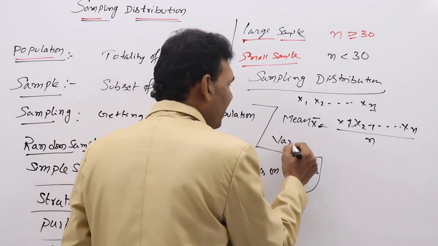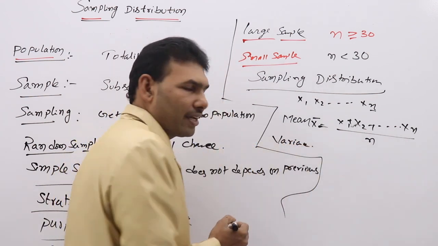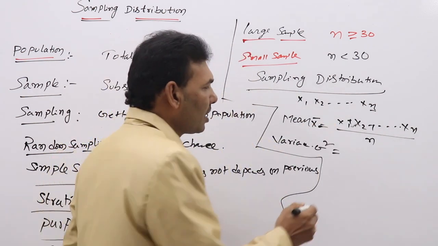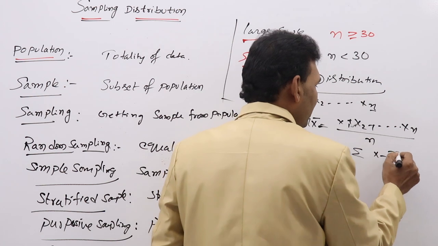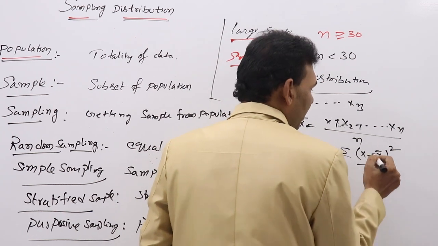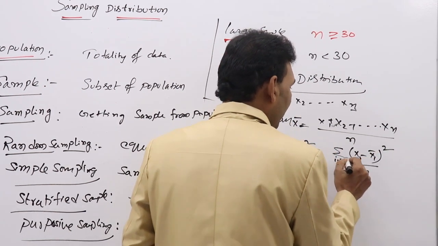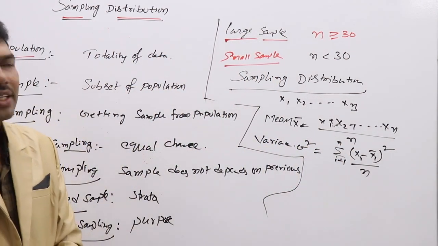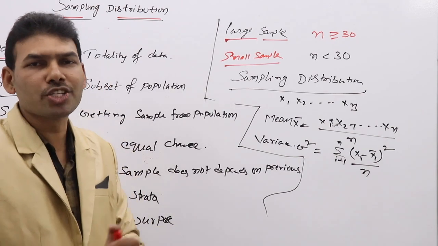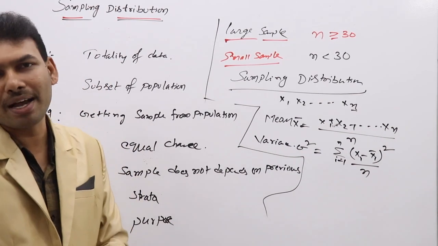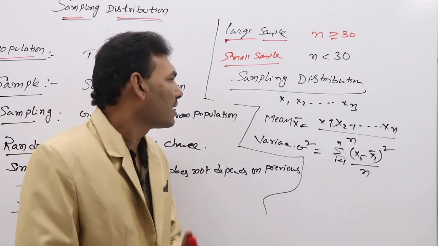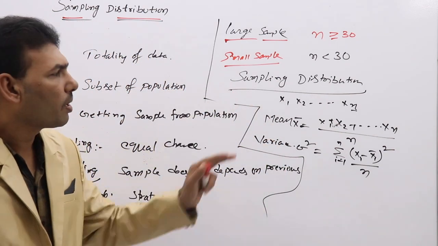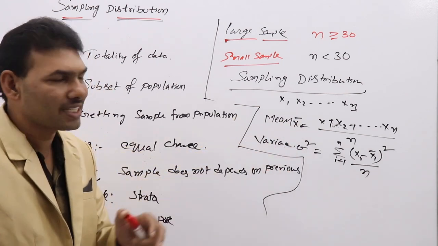Then finding the variance or SD. Variance means sigma squared, SD is the square root of sigma squared. Sigma of (xi minus x bar) whole squared, divided by n, where i is from 1 to n. Calculating these all comes under sampling distributions. We are distributing the sample and calculating some sample measurements in that distribution: sample mean x bar, variance sigma squared.